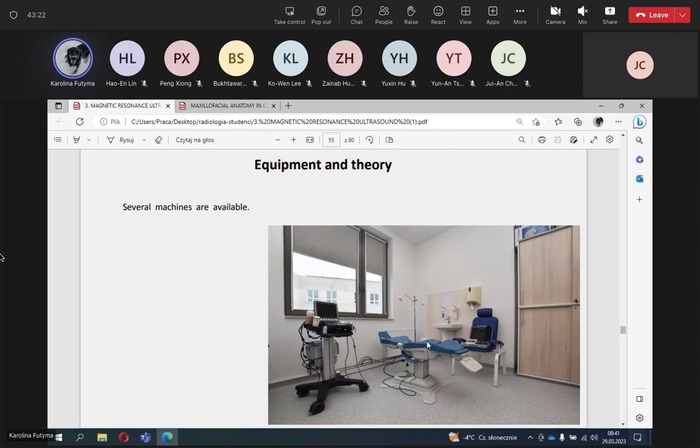So the patient during the head and neck ultrasound examination has to be laid down. This is more comfortable for the operator, of course. This is the computer screen. Those are many cables that are connected with the computer. Here we have our probes and more different equipment.